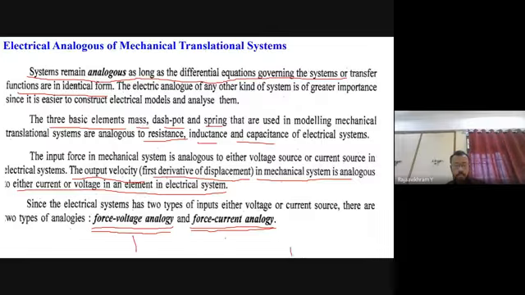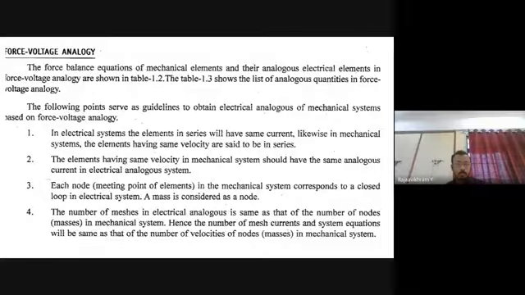First one, this is the second case. Okay, so first one discussing the force voltage analogy. You see the first point, in an electrical system, we know that there are two types of connections. One is series connection, another one is parallel connection. In series connection, current is same. In parallel connection, voltage is same. The same concept applicable to here also.